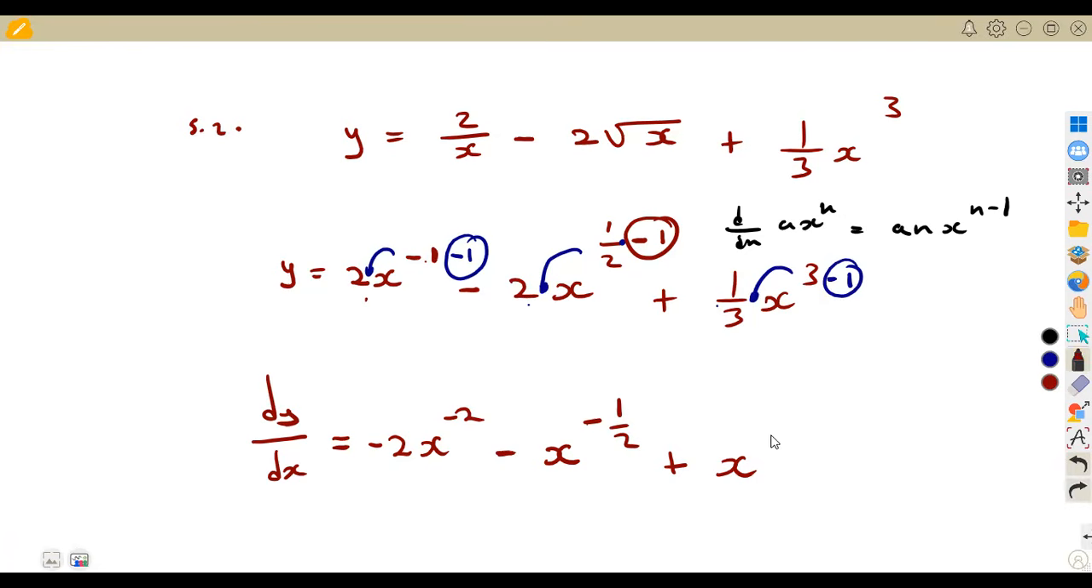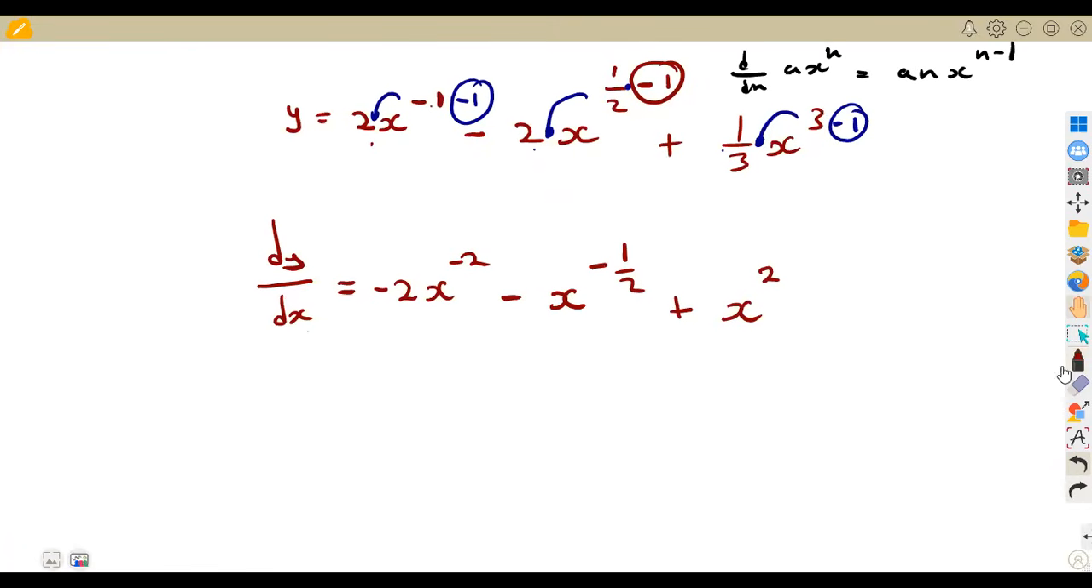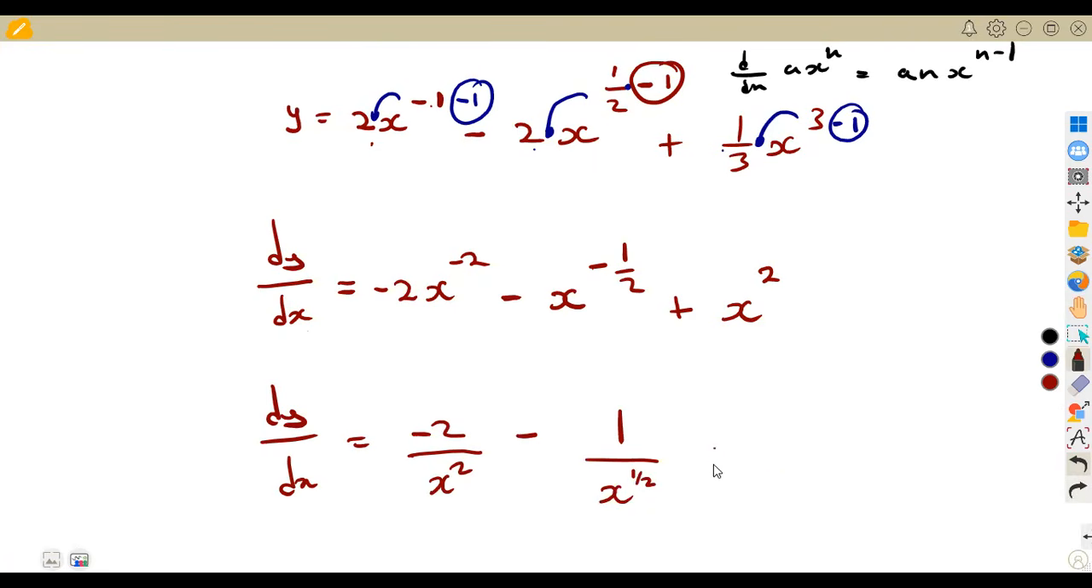But we are told that we are supposed to have our answer as positive exponents and also in surd form where applicable. So we're going to remove our negative exponents. Remember, a negative exponent simply means 1 over. So our dy dx in this case, gonna remove a negative. So that will be -2 over x squared, minus, to remove the negative here, it's gonna be 1 over x to the exponent of a half plus x squared.